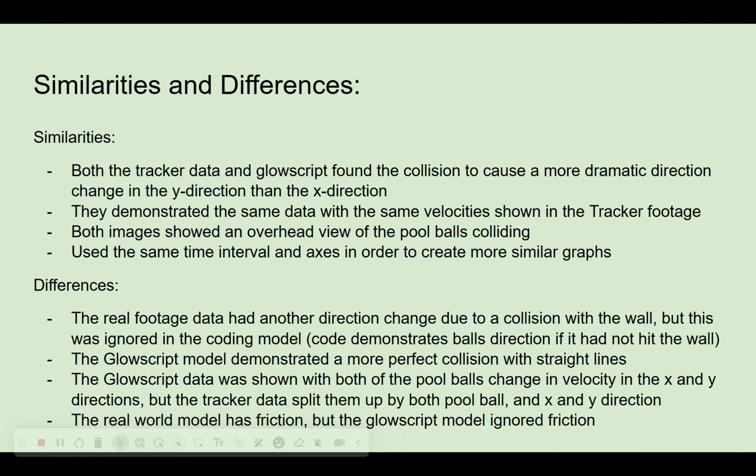Some differences: the real footage data had another direction change due to a collision with the wall, but this was ignored in the coding model just to simplify it a little bit more and only have one collision involved. So the code demonstrates the ball's direction as if it had not hit the wall. The GlowScript model demonstrated a more perfect collision with straight lines. The GlowScript data was shown for both of the pool balls' change of velocity in the X and Y directions, but the Tracker data split them up by pool ball and the XY direction. And the real world model has friction, but the GlowScript model ignores friction.